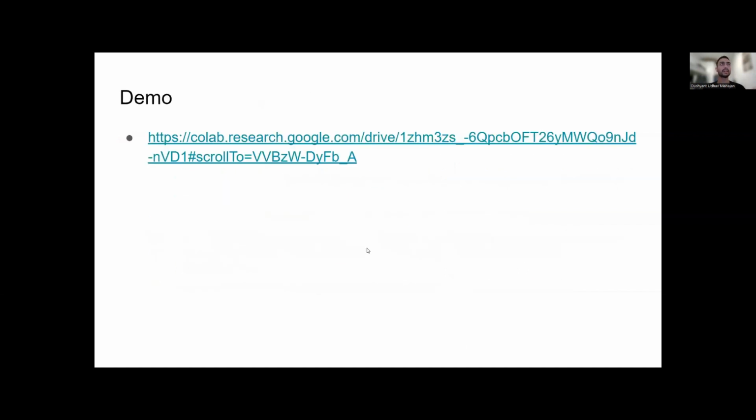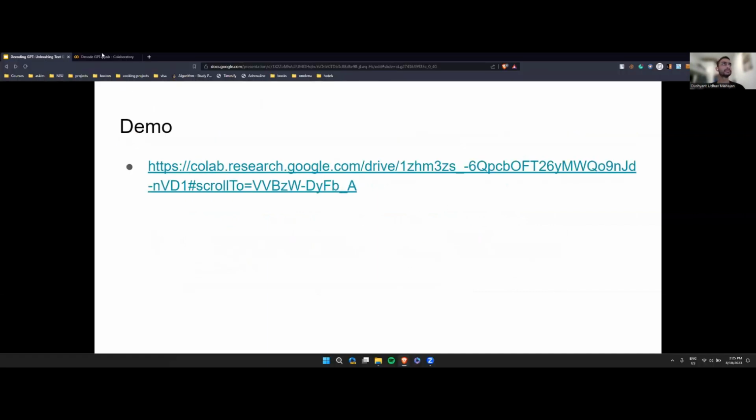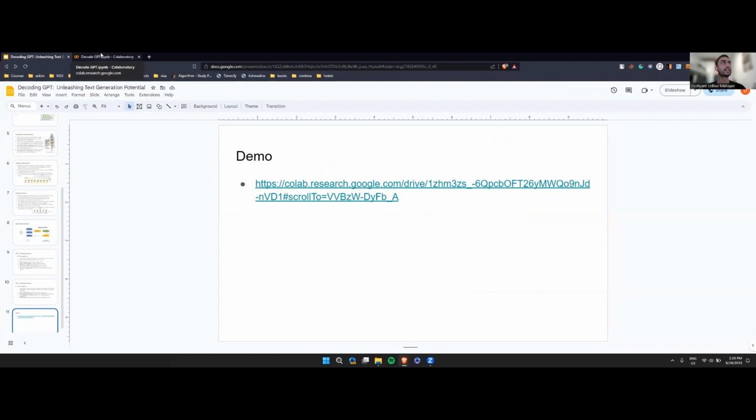Let's look at a demo of how we can build our own GPT model. Here, I've included a script.